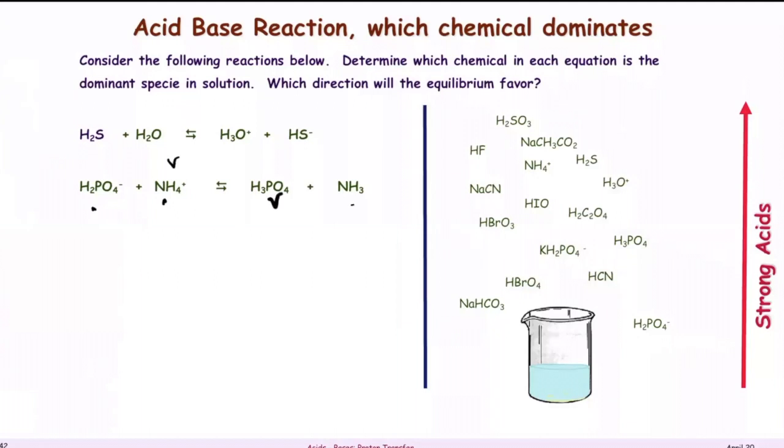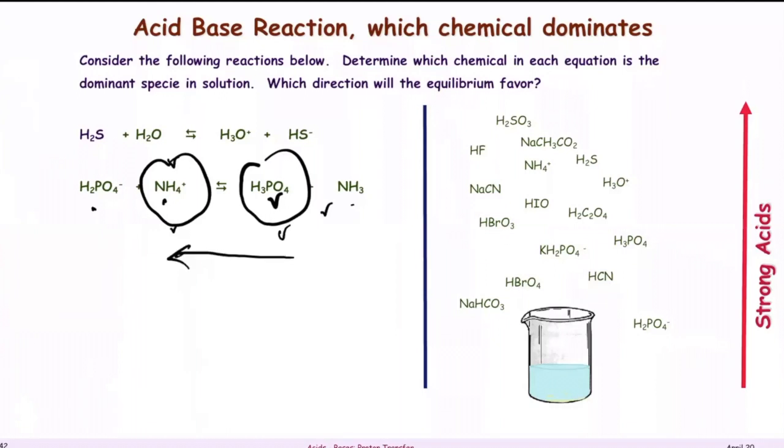So you're looking at the competition between this acid and that acid. If you look up the Ka value, you'll see that phosphoric acid is actually a stronger acid with a bigger Ka than ammonium. Since phosphoric acid is the more dominating acid, the equilibrium is going to shift to the left. So the dominant chemicals in solution are going to be H2PO4 and NH4 plus. Again, it's the tug of war between two acids on opposite sides of the equation.